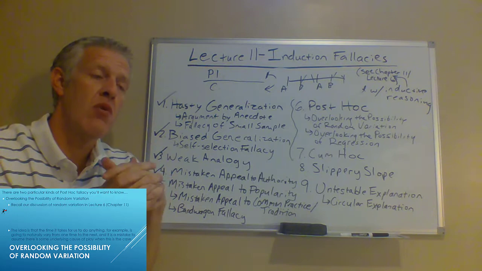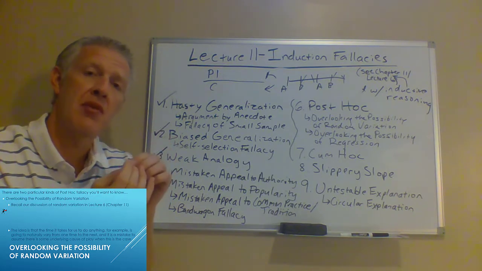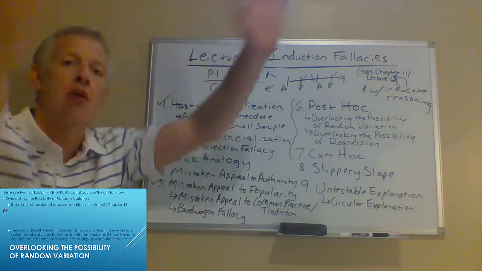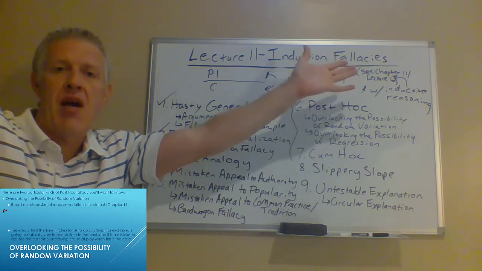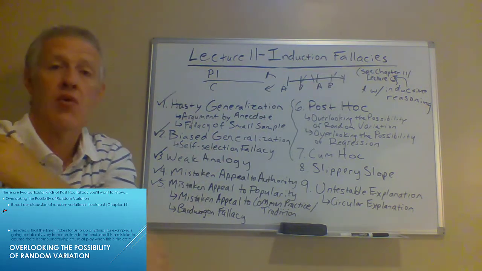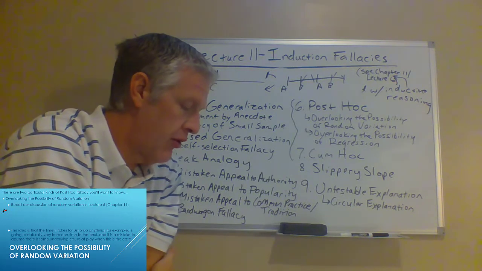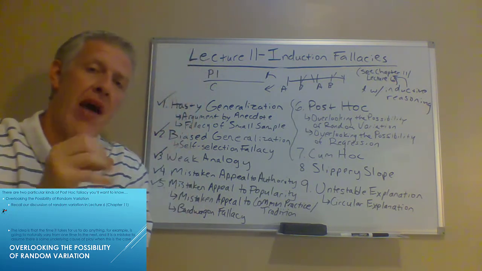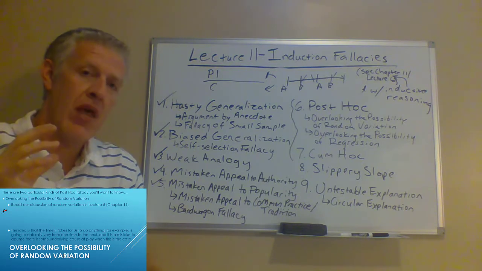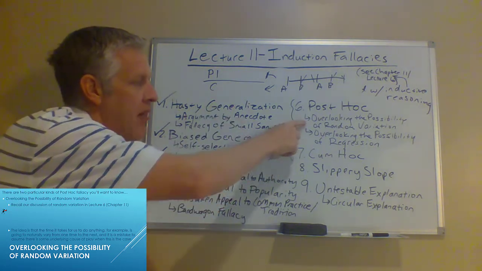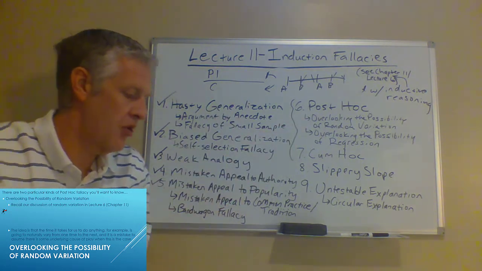But even when we get a random sample, as we discussed, there's going to be some random variation. And even when we have a random sample, we can't be 100% sure that what's true of that sample is going to be true of the general population, right? Because there will be some random variation. And so to forget about that or lose sight of that would be what we indicate by overlooking the possibility of random variation.